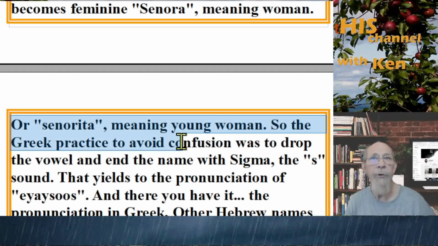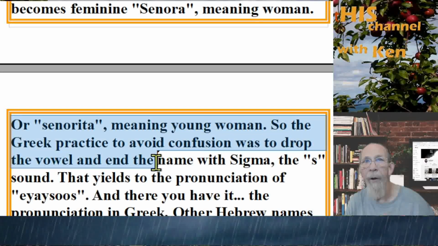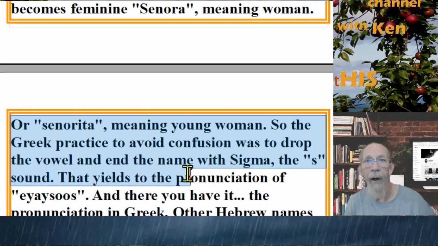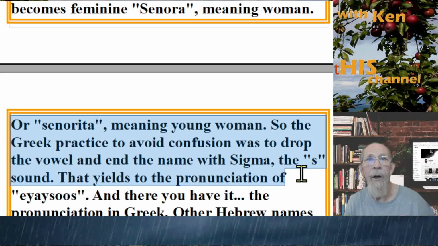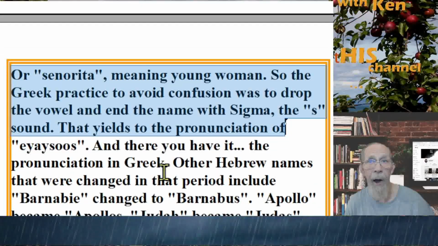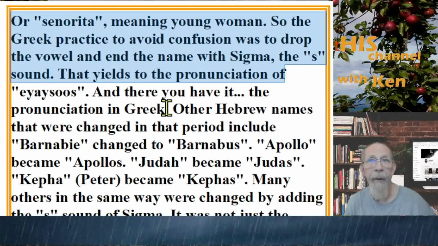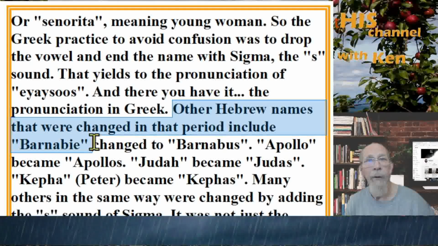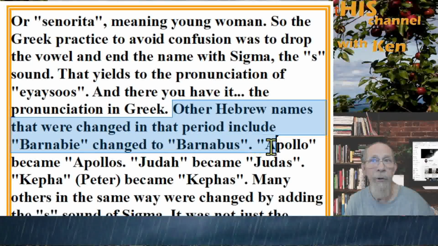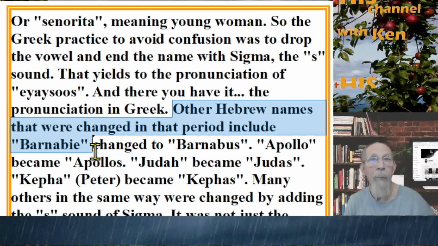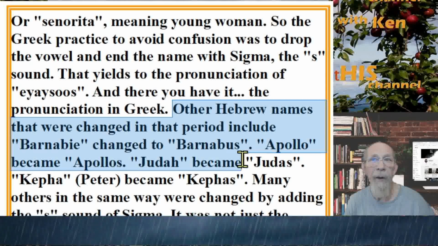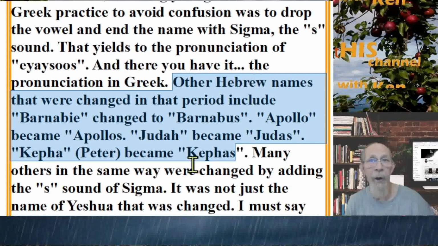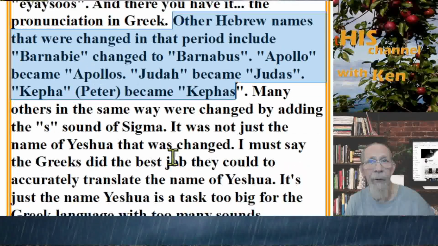So the Greek practice to avoid confusion was to drop the vowel and end the name with sigma, the S sound. That yields the pronunciation of Iesous. And there you have it, the pronunciation in Greek. Other Hebrew names that were changed in that period include Barnaby, ending in a vowel, changed to Barnabas. Apollo, ending in a vowel, became Apollos. Judah became Judas. Kepha, Peter, became Kephas. Many others in the same way were changed by adding the S sound of sigma.